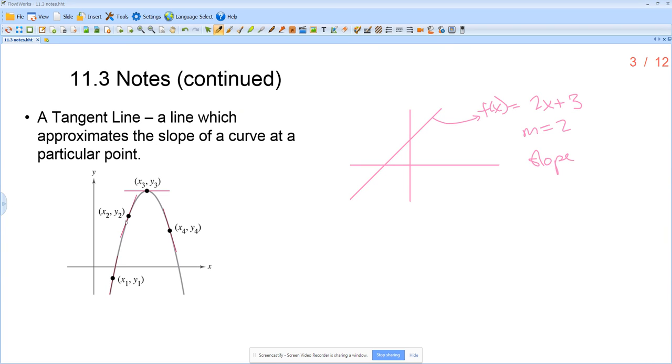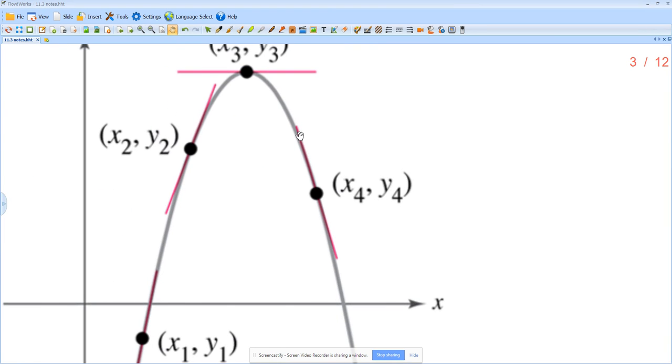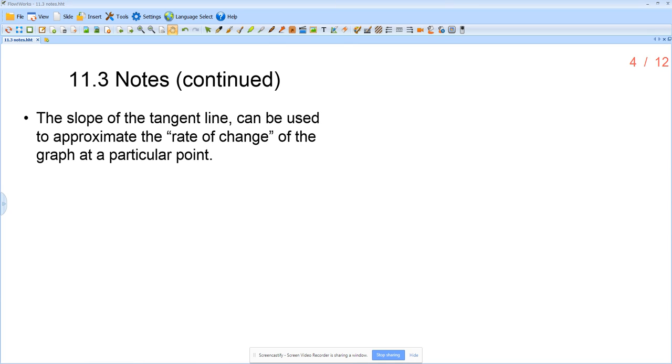So here, if I'm looking at this point x2, y2, this tangent line, I'm going to hyper zoom real quick. This tangent line here is a way of approximating the slope at exactly that point. Here, this tangent line is a way of approximating the slope at exactly that point. And that's what we're talking about when we're talking about the tangent line. So the slope of the tangent line can be used to approximate the rate of change of the graph at a particular point.